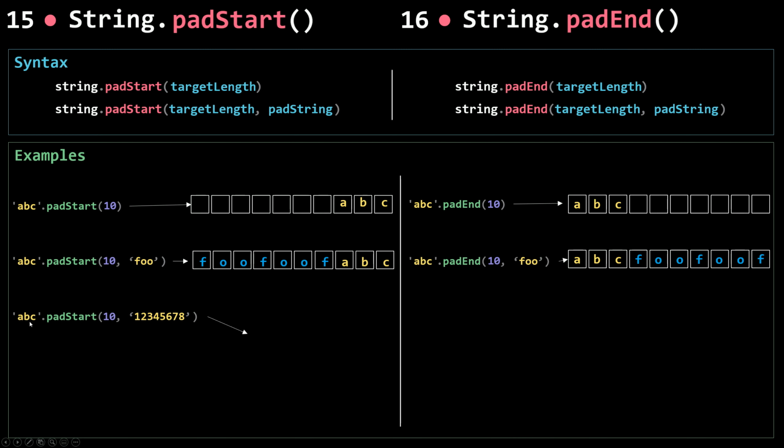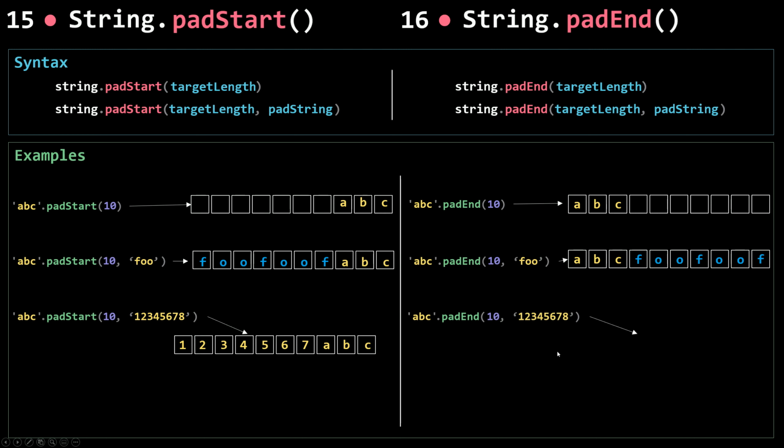So when padding our string ABC, it will reach 10, the target length. So now I only pad the string ABC with 1, 2, 3, 4, 5, 6, 7 without the last character here, 8. The same thing goes for padEnd. The difference, it's gonna happen from the end. So it also truncates the padString to reach the exact target length.